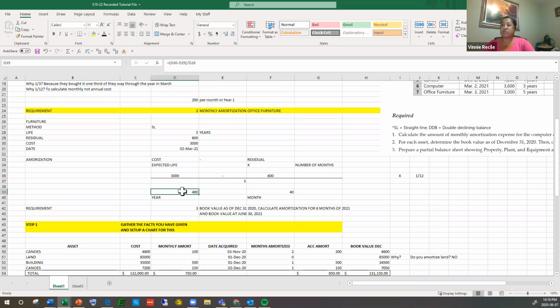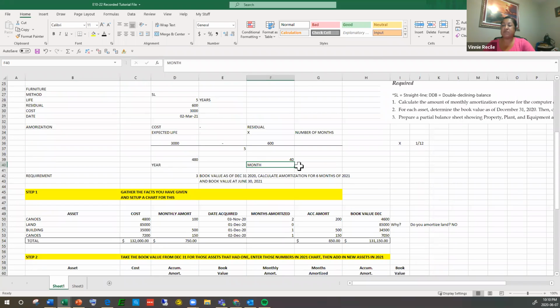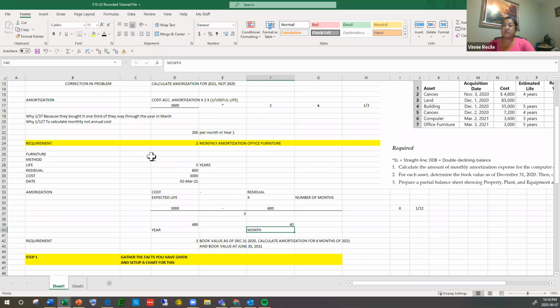So that works out to, let's look at the formula. 3,000 minus the 600 divided by the 5. And you're taking that and multiplying it by 1/12 or dividing it by 12. Same thing. You're coming up to $40 per month. So again, really, really straightforward exercise here. Really, really easy to calculate straight line. Double declining balance, the only sort of trick here is you're not deducting the residual value and you're multiplying it by 2.